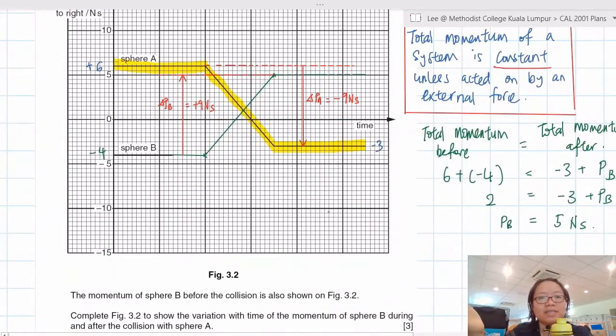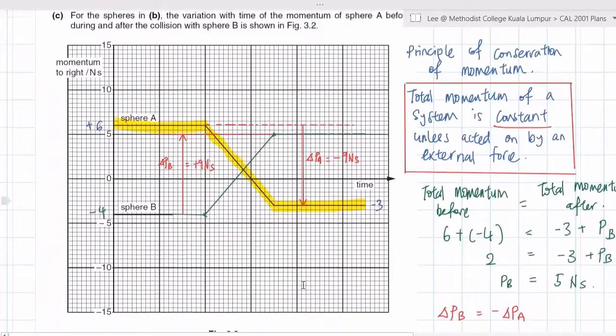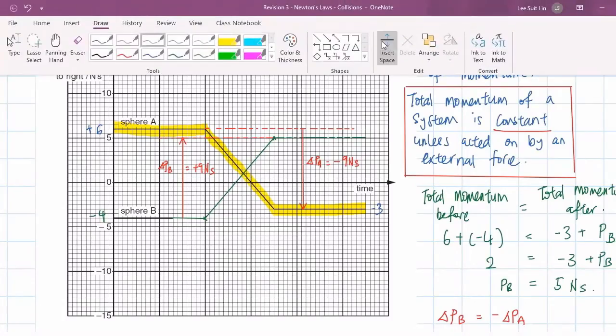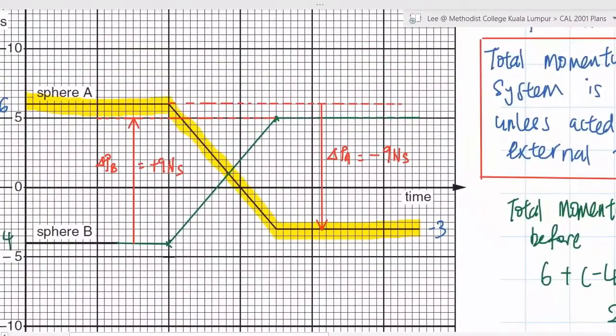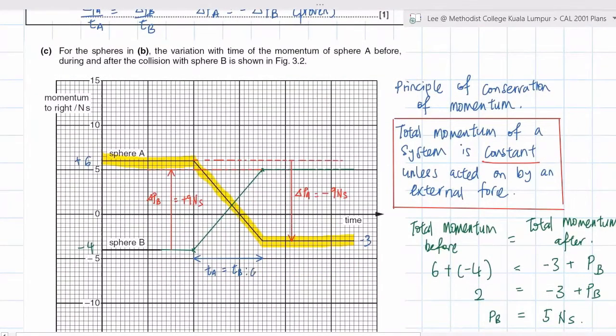Plus 6 minus 4 is 2. Minus 3 plus 5 is also 2. So it's the same. That's why the change in momentum of B is equal to negative the change in momentum of A. So you have proven that. And the time that I'm marking is actually your TA or your TB, equal. Your contact time, the time where the balls touch each other, deform and separate.